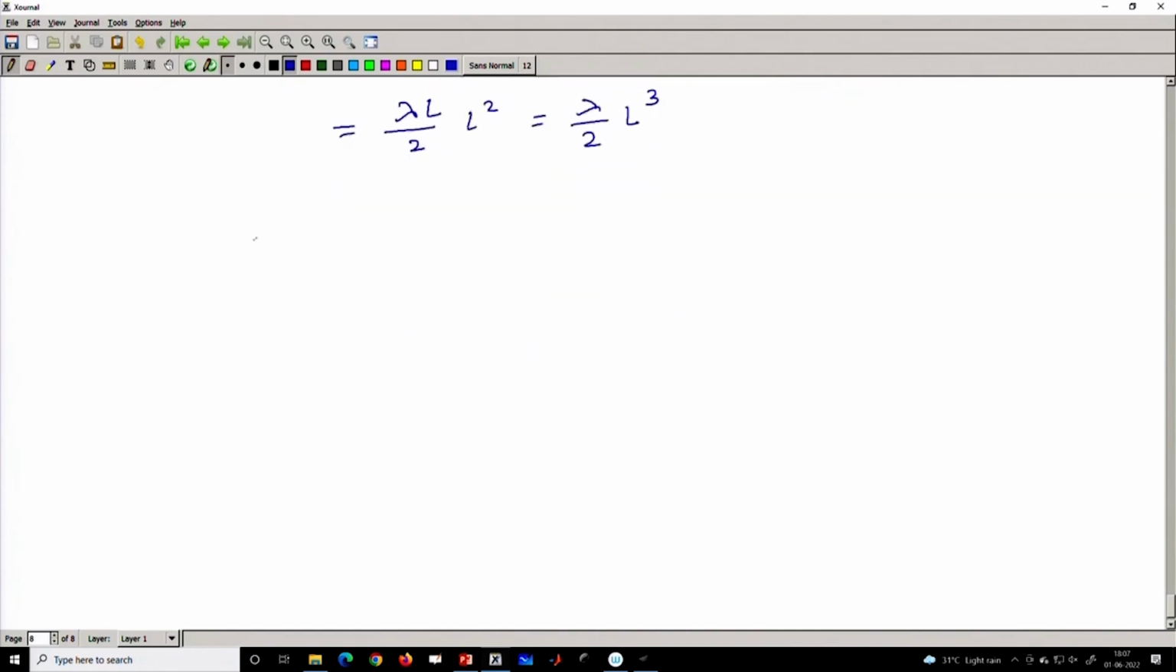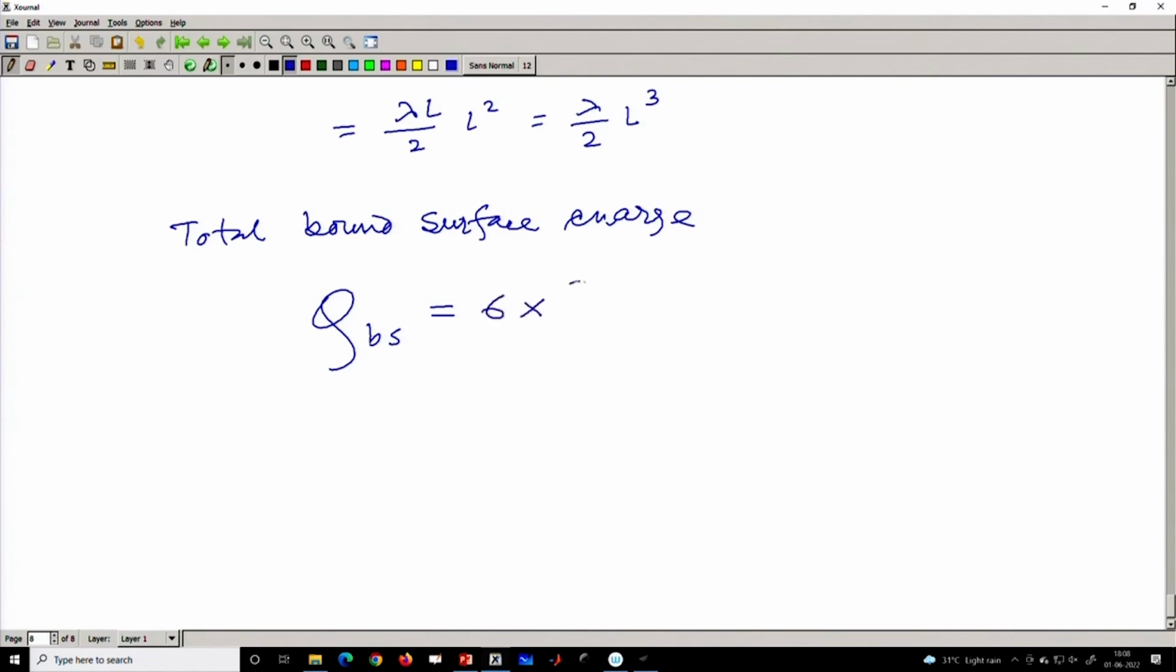How many surfaces are there? There are 6 surfaces. So, the total surface bound charge, Q_bs, should be 6 times that quantity, because all the surfaces will give the same value. So, we will get 3 lambda L cube.